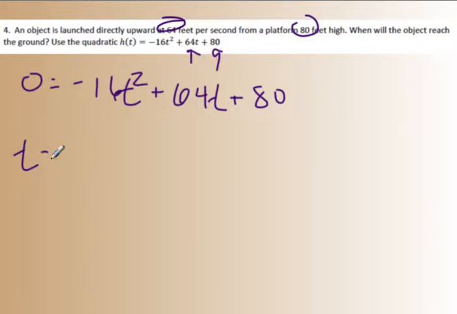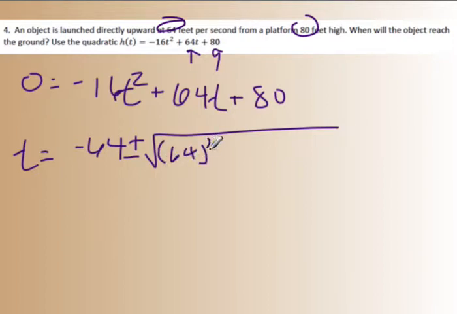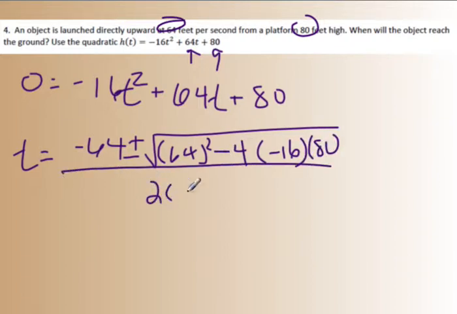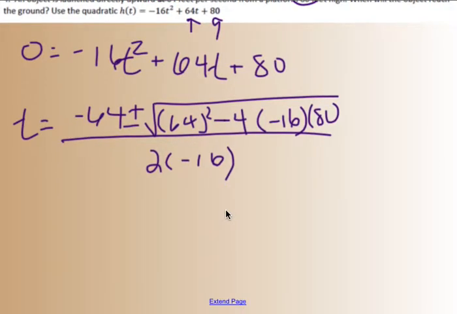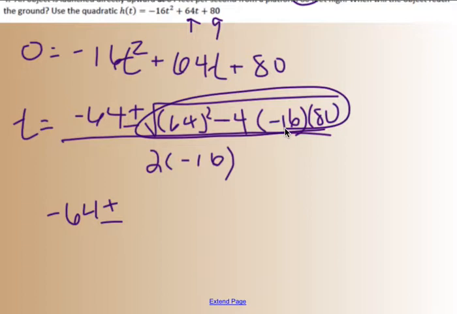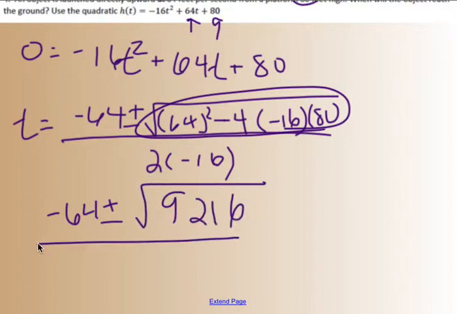So then we're going to get t is equal to the opposite of b plus or minus the square root of b squared minus 4 times a times c, all of that over 2 times a. Now I'm going to simplify underneath the radical first. So I have 64 squared minus 4 times negative 16 times 80. When I simplify that out, I end up getting the square root of 9,216, and that's all going to be divided by negative 32.